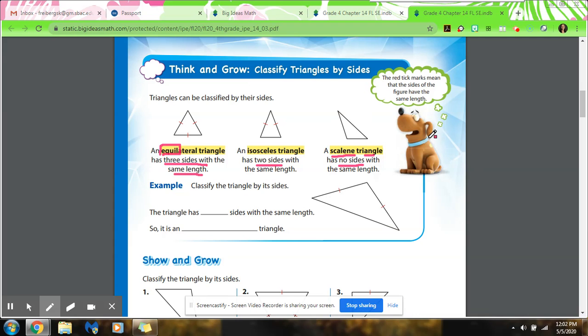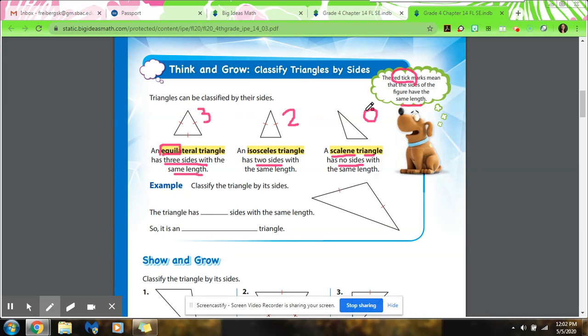Okay, looks like we have Newton here to describe this. The red tick marks means that the sides of the figure have the same length. So the tick marks are showing us what's the same. So right here, it has 3 sides the same. Isosceles triangle has 2 sides the same. And a scalene triangle has no sides of the same length.